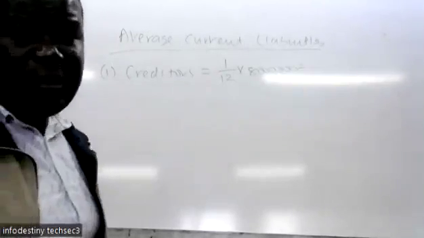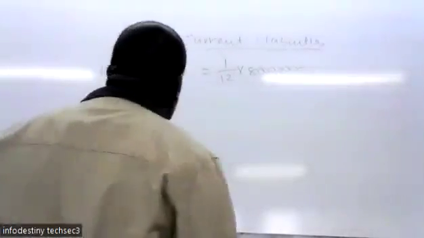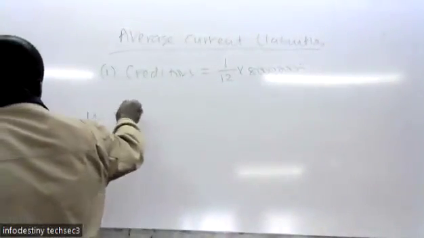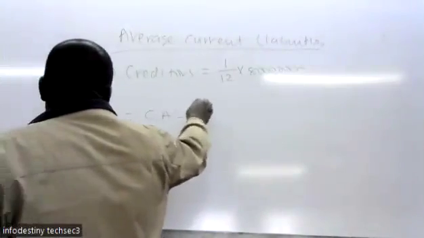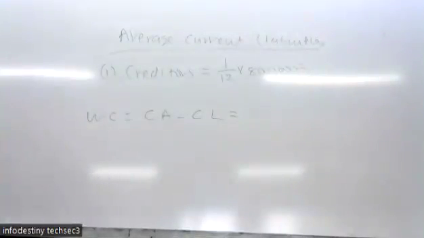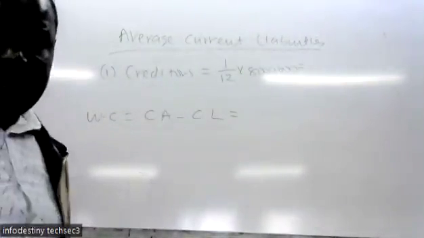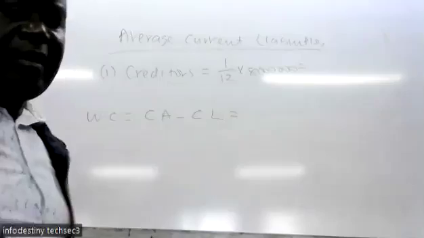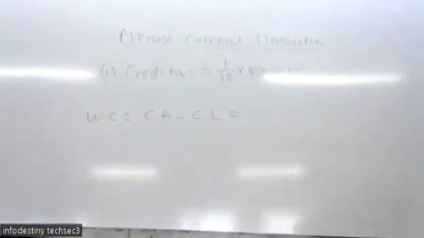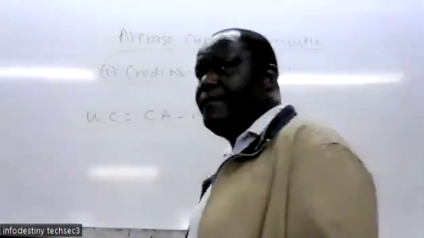So once you have calculated that, now get the working capital. Working capital is simply the current assets minus the current liabilities.